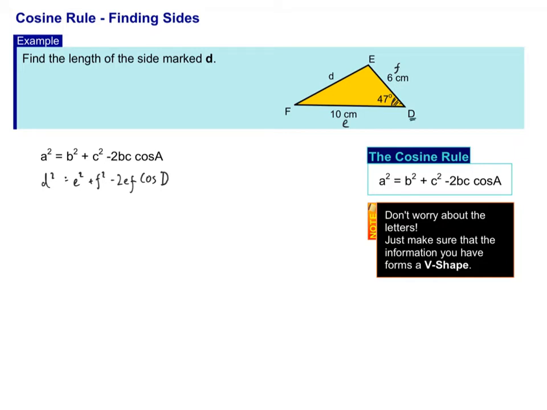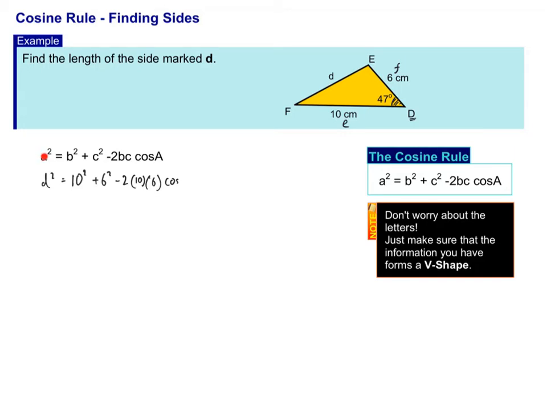Now, you don't need to rewrite this rule using the letters that have been given. We could skip straight to this step: I've written down my cosine rule and I'm going to plug in the information. I want to find side d, so d squared equals one of my sides squared, 10 squared, plus my other side squared, 6 squared, so I've just used these two, minus 2bc, so minus 2 times one side times the other side, times cosine A.